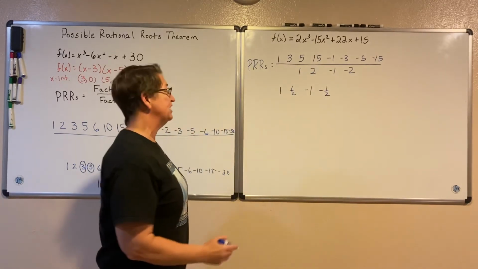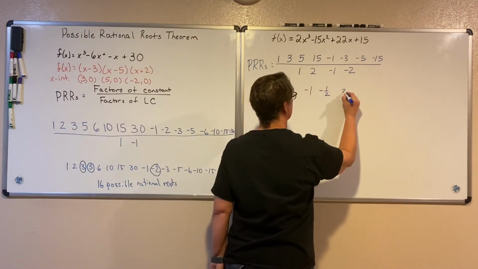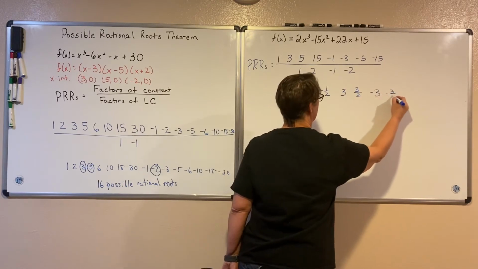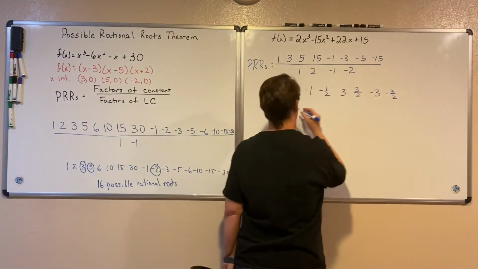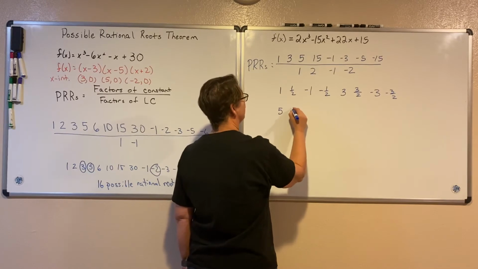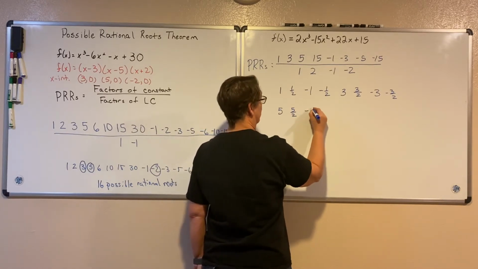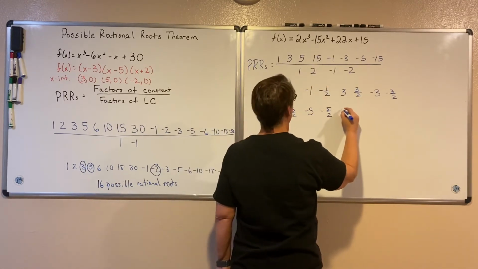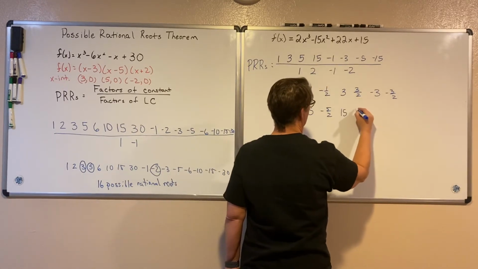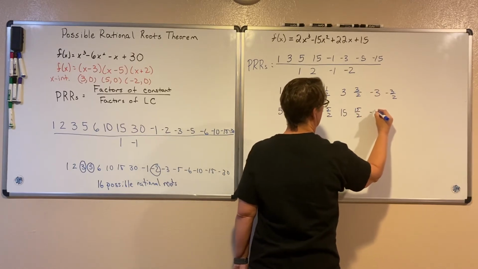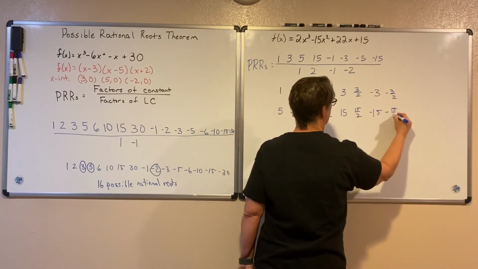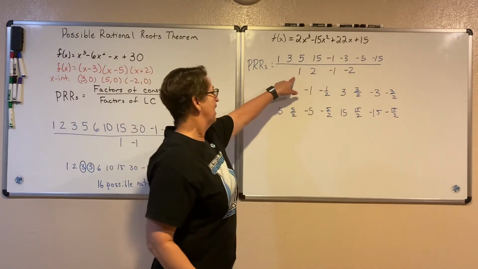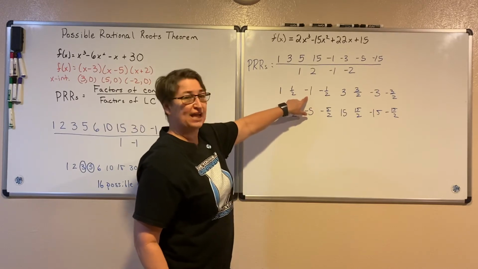I'm going to do that for each of them. 3 divided by 1, 3 divided by 2, 3 divided by a -1, 3 divided by a -2. 5 divided by 1, 5 divided by 2, 5 divided by a -1, and 5 divided by a -2. 15 divided by 1, 15 divided by 2, 15 divided by a -1, and 15 divided by a -2. Now I'm going to do them with the negative versions also. -1 divided by 1. Oh, we notice that that's already there.